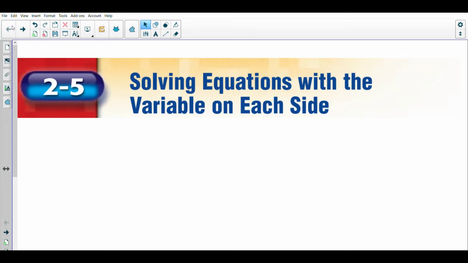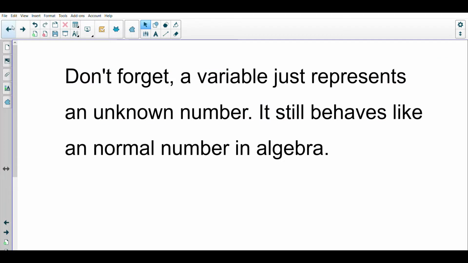In today's video, we're going to look at section 2-5, solving equations with the variable on each side. So what we have to keep in mind is a variable just represents an unknown number. So it still behaves like a normal number in algebra. So we can move it around. We can actually divide by it. We're not going to do that right now, but that will come in the future. But it is still a number, so it still behaves exactly like a number would in the past.